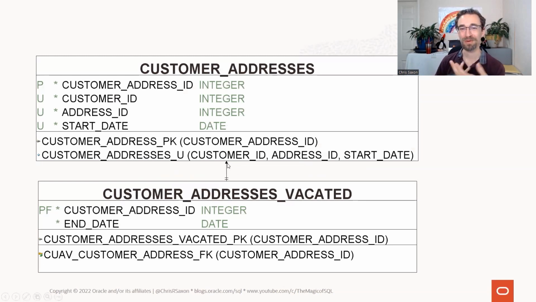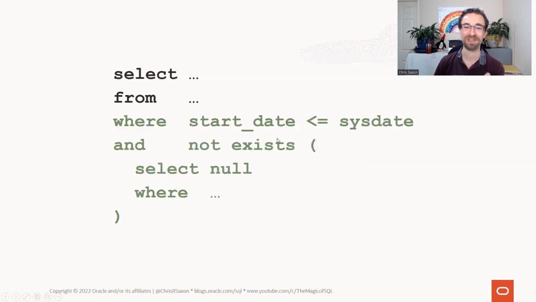If we want to find all the current addresses, we need to find ones where the start date is in the past and there isn't a row in that customer addresses vacated table with an end date after today. So, we could do something like this, but I'm not sure this is the best way.